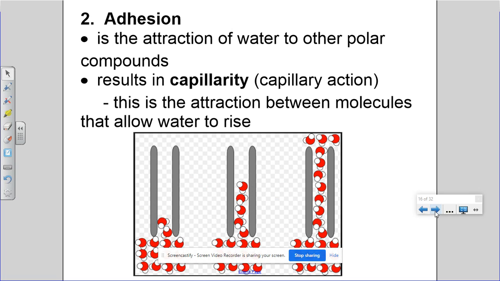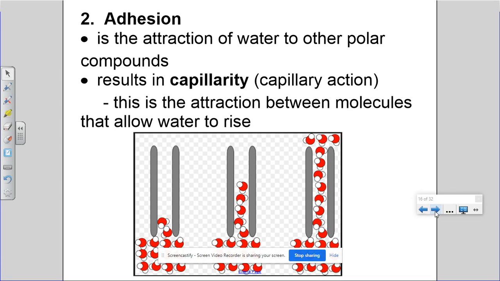The next property is adhesion. Adhesion is sticking to something else. Water will stick to any other polar compound. This results in an interesting property called capillarity, also known as capillary action.